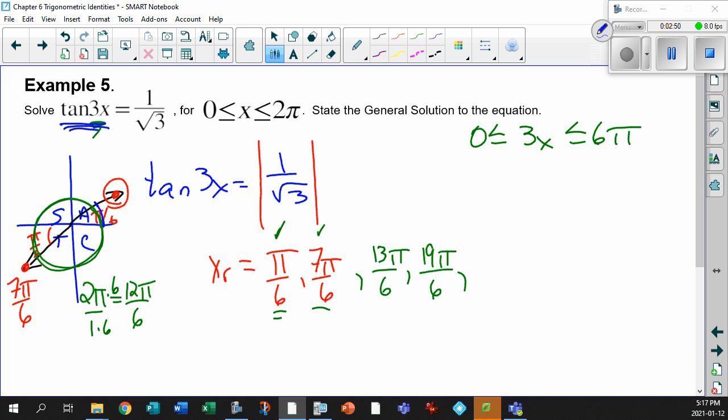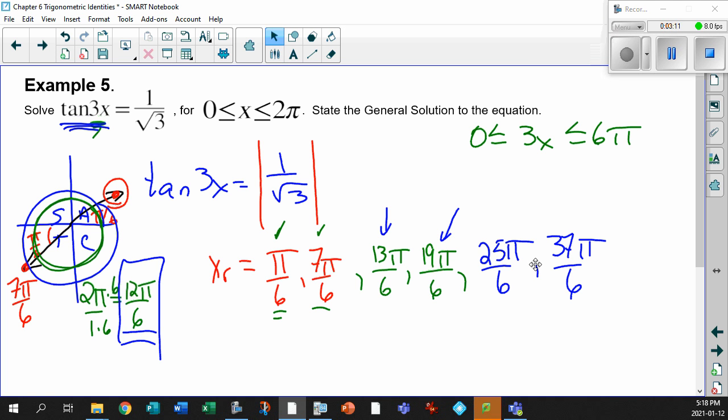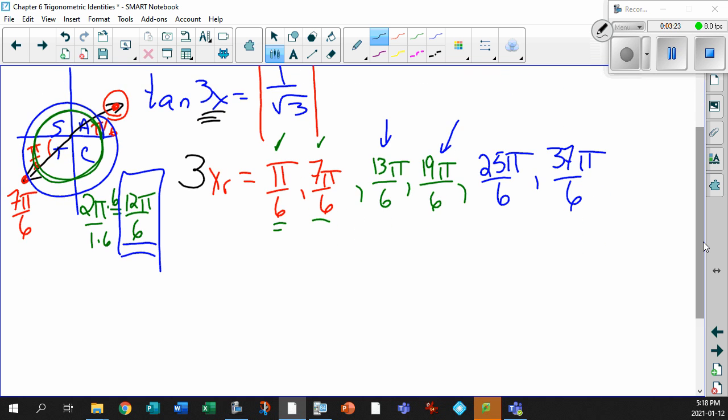Now let's do the third rotation, which means, again, adding 12 pi over 6. Okay, this means add 12 pi over 6 to this. I'm going to have 25 pi over 6. Add 12 pi to this. 37 pi over 6. Look how many answers we have in the 3 rotations. But remember, the important thing is this was for 3x. Okay, so each one of these now has to be divided by 3 to give me the proper angles.